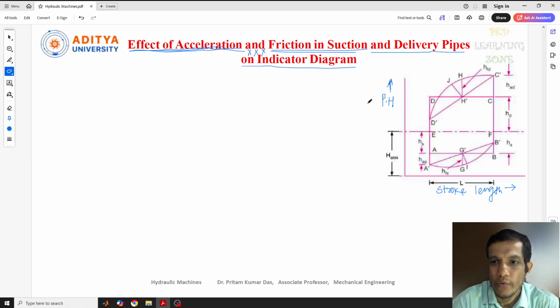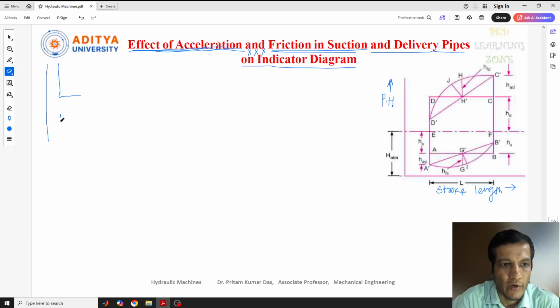Before going on to explain this diagram, let me give a brief intro about the working of this reciprocating pump. This is the diagram of a reciprocating pump, which I have explained many times previously. This is the cylinder part, and this is our valve. This is the delivery pipe, and this is the delivery valve. And inside the cylinder, we have the piston.